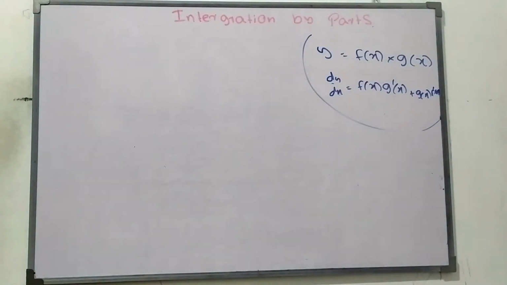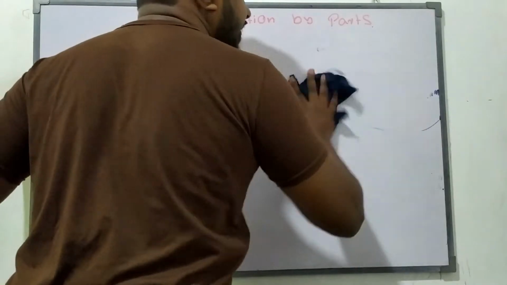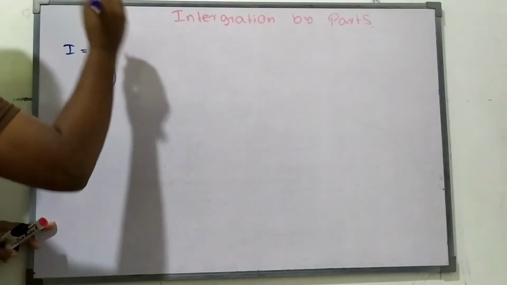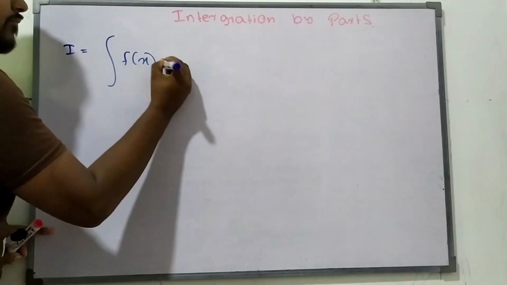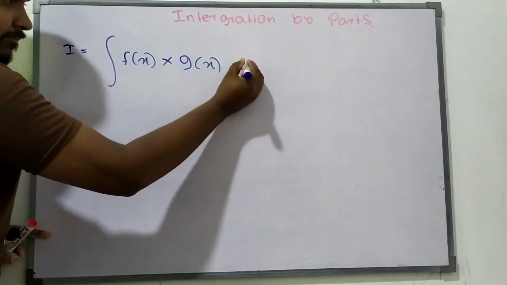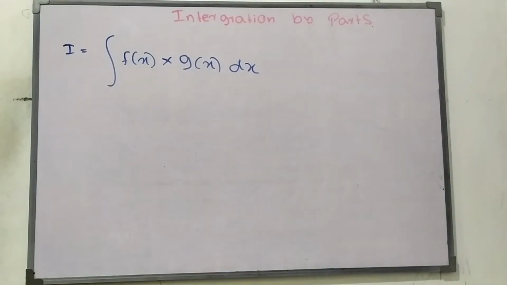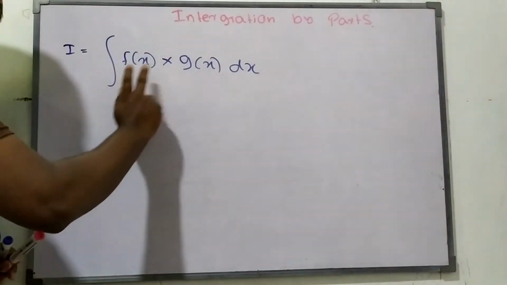But here today we have the trouble of integrating two functions which are connected in the multiplication way. Here it is integration of f(x) into g(x), two different functions connected with multiplication. Then how to integrate it? This is actually the problem. So first of all, you need to understand these are two functions.